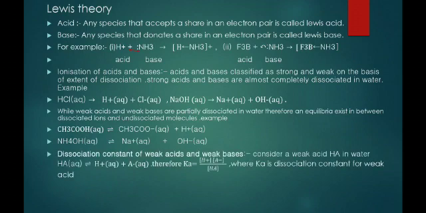Now, dissociation constant of weak acids and weak bases. Consider a weak acid like HA in water, which partially dissociates into H plus and A minus ions. Therefore, when we apply the law of mass action, we get Ka is equal to H plus ion concentration times A minus ion concentration divided by HA concentration, where Ka is the dissociation constant for a weak acid.